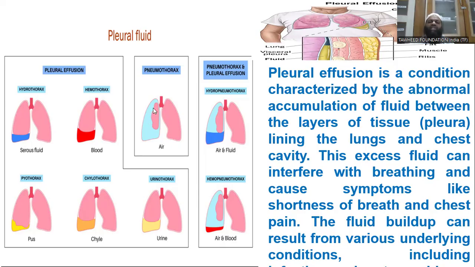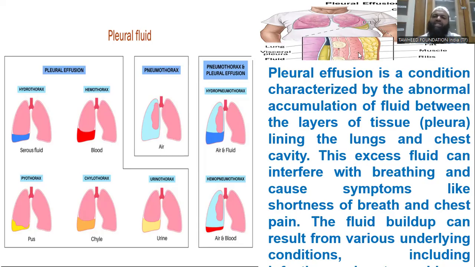So we need to identify them, and after diagnosis, the sample. Pleural effusion is a condition. If you collect this pleural effusion sample, what is the condition, and why is it formed? It is a condition characterized by abnormal accumulation of fluid between the layers of tissue, the pleura, lining the lungs and chest. If you see here, it is a lung, it is a lining. Two linings are there. In between, the fluid is accumulated.